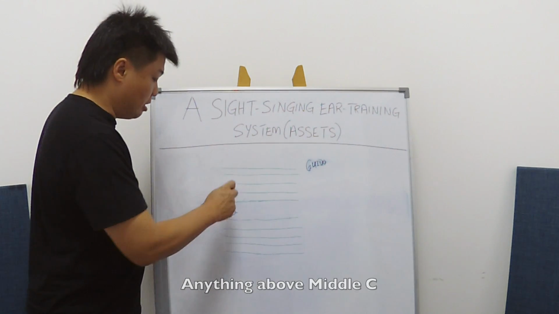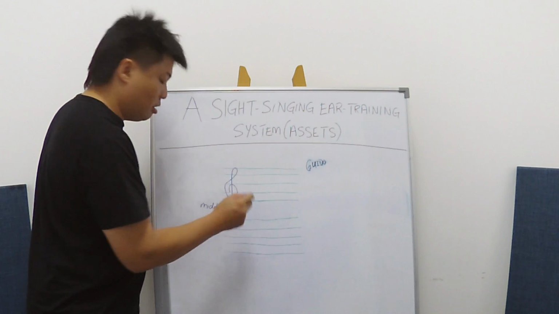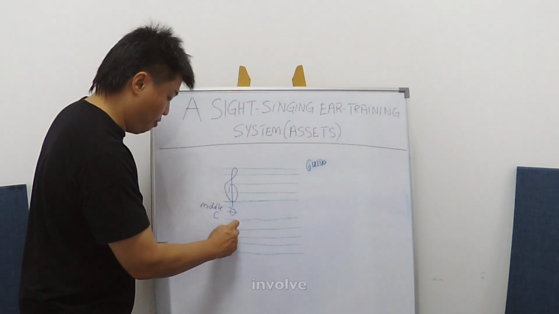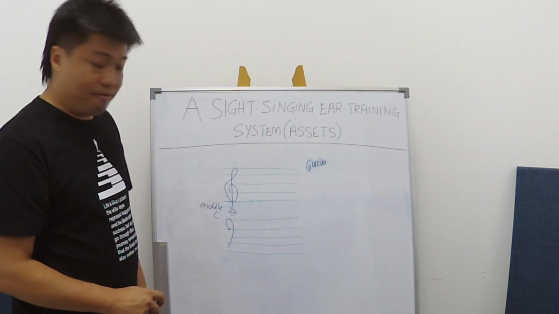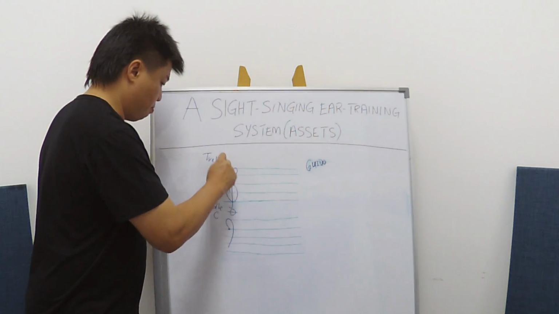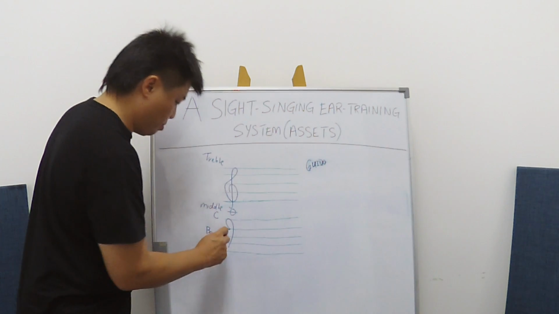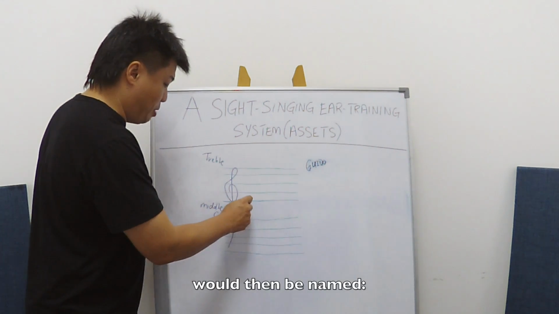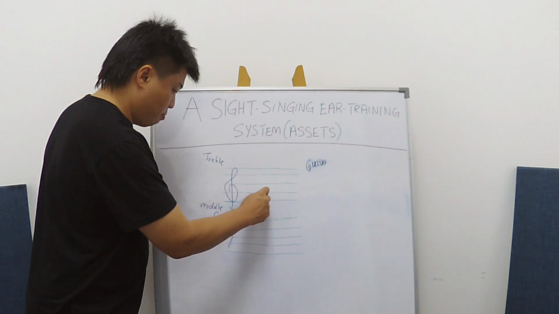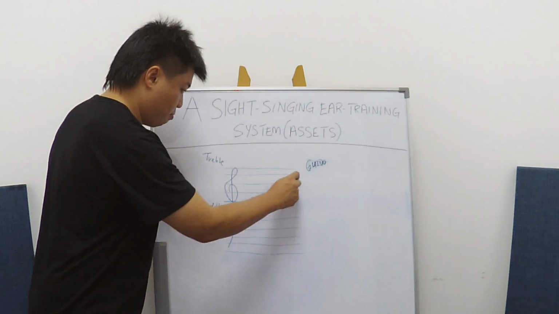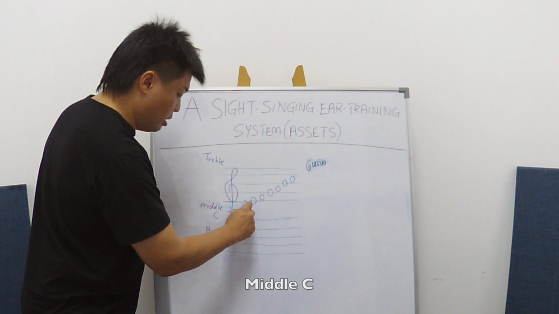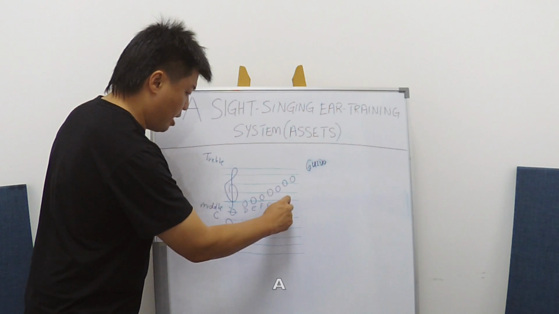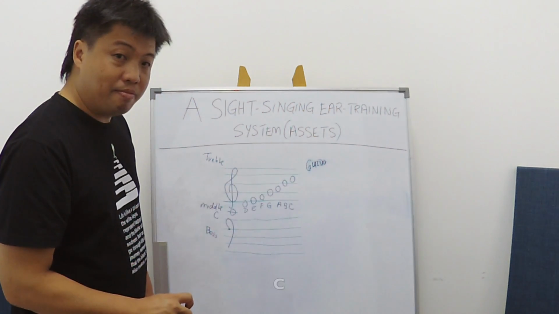Anything above middle C involved the treble clef. Anything below the middle C would then involve the bass clef. So now it was easier to read notes. Anything above middle C would then be named middle C, D, E, F, G, A, B, C.